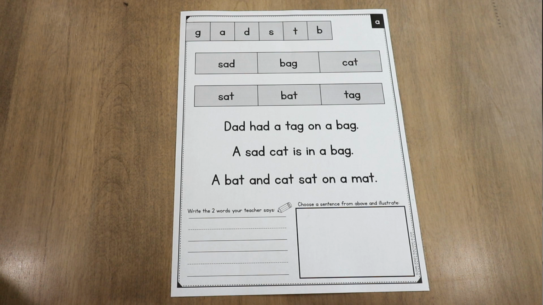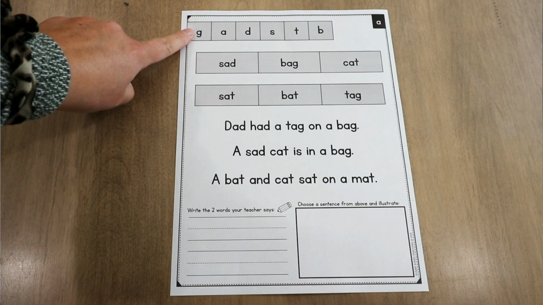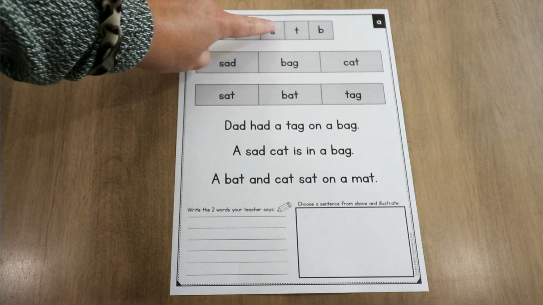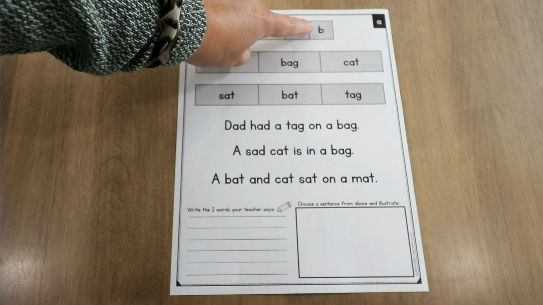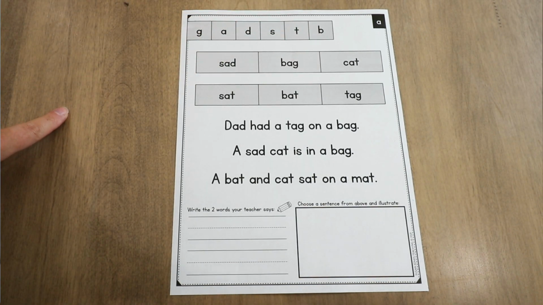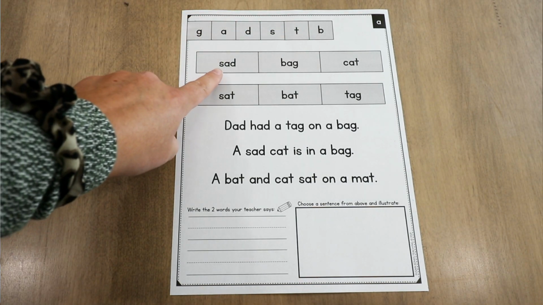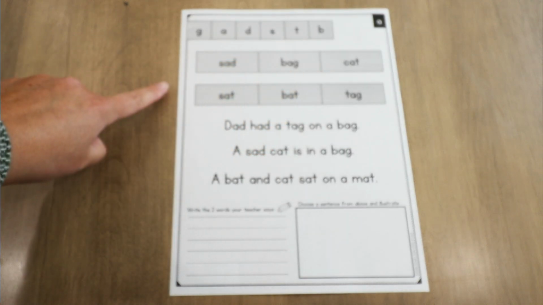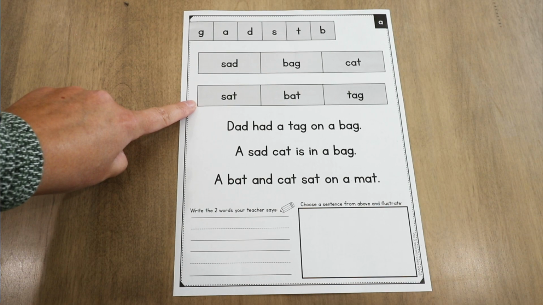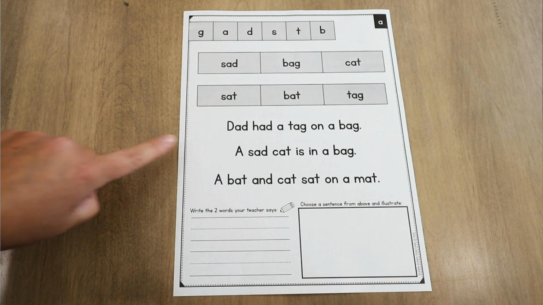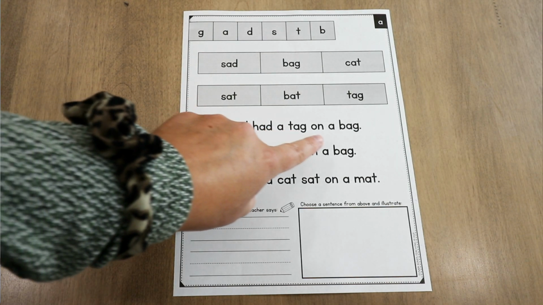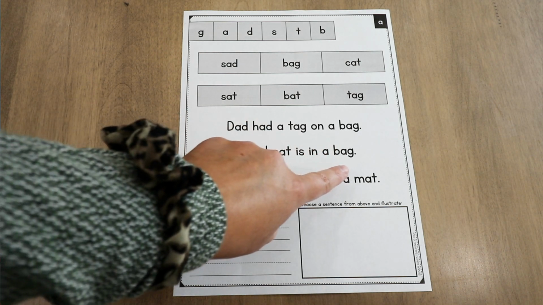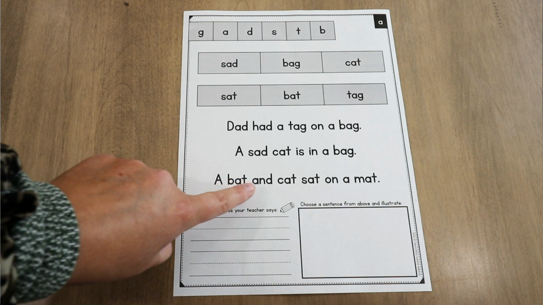So up at the top, you can see there are some individual letters that students will point to and they will say what the sound is for each one. Then they go into the 6 words next, which are all going to be included in those decodable sentences underneath. So here is where they will practice blending those sounds to decode these words: sad, bag, cat, sat, bat, and tag. Then after they've done that, they're again building their confidence.